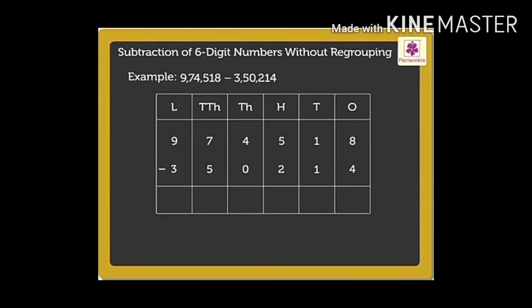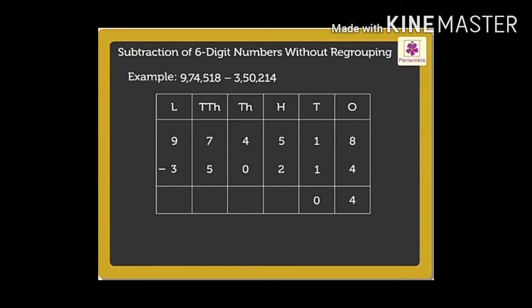Always we have to start from the ones place. When you subtract or add, we have to start from the ones place, then go on towards the left side. Now begin with the ones place. 8 minus 4, 4. 1 minus 1, 0.